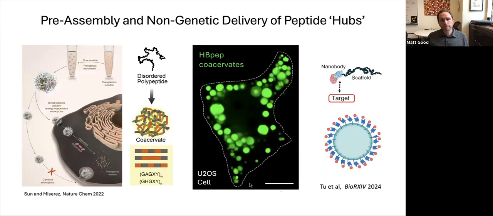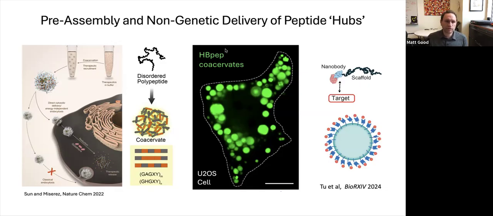So we were inspired by work from Ali Mizraz's group, who identified essentially short pentamer peptide sequences such that you can make a 26 amino acid peptide that will form a coacervate. It'll self-assemble to make a particle. And these have the unique property of being able to cross the plasma membrane.